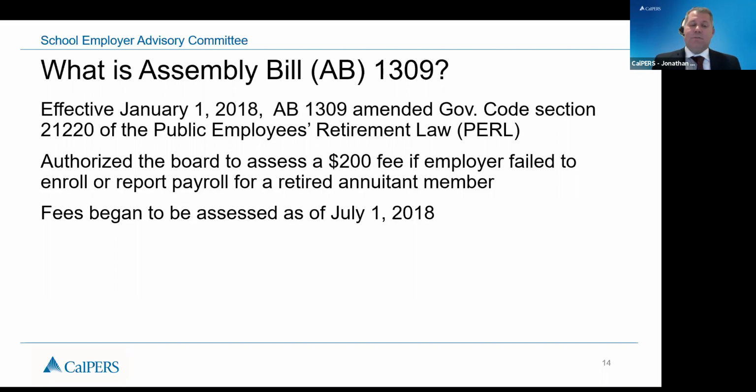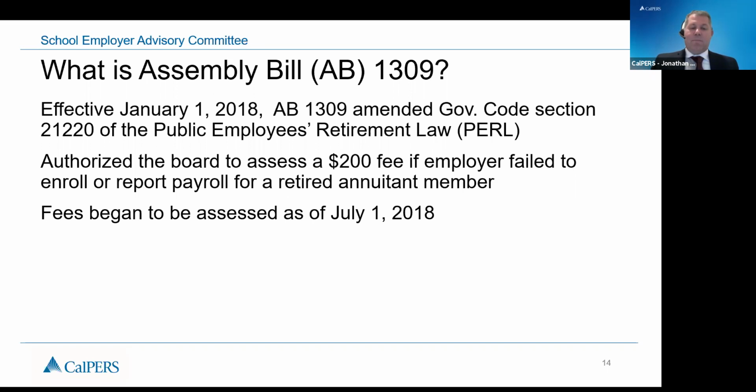So what is Assembly Bill 1309? It was effective January 1st of 2018. It amended Government Code 21220 of the Public Employees Accounting Law. It authorized the board to assess a fee if employers failed to enroll and report payroll for a retired annuitant.